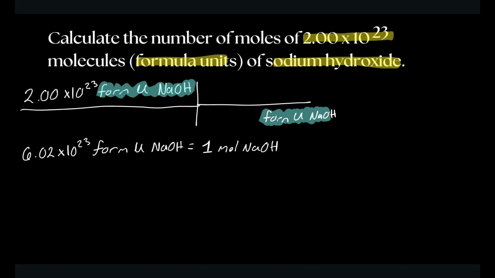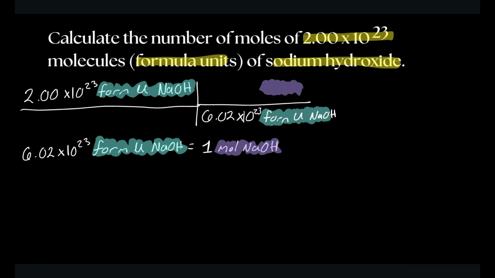That formula unit of our sodium hydroxide will go on the bottom. So the 6.02 times 10 to the 23rd, and that is equal to that mole of our sodium hydroxide, which will go on top. So that 1 mole of our NaOH. And then we're able to solve. We're going to multiply the top divided by the bottom. So 2.00 times 10 to the 23rd times 1 divided by the 6.02 times 10 to the 23rd.